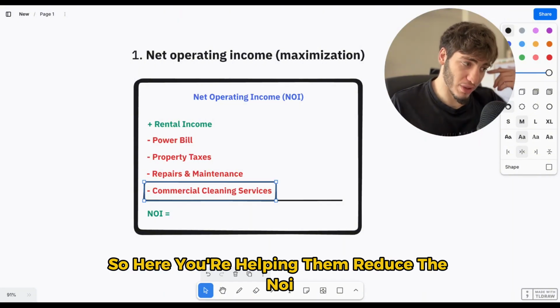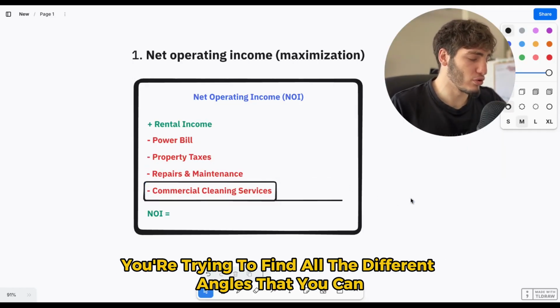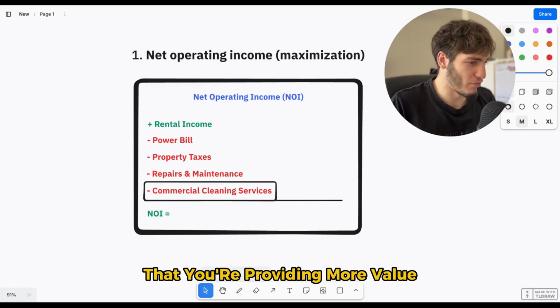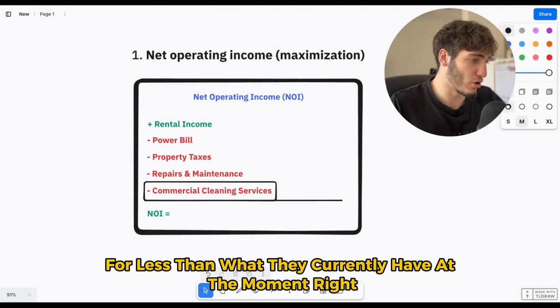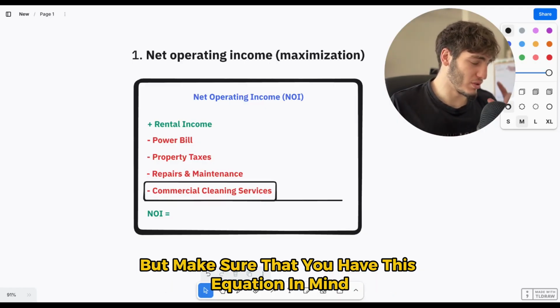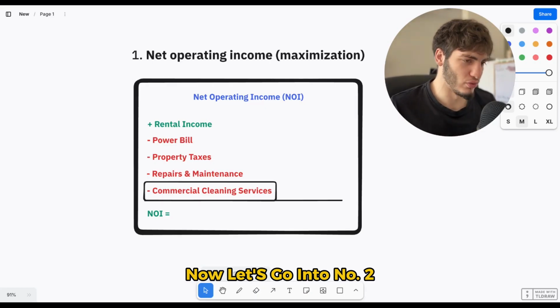So here you're helping them reduce the NOI even though you're charging them more. With that being said, you're trying to find all the different angles that you can use to put it in the perspective of the property manager that you're providing more value for less than what they currently have at the moment, right? We're going to go further to see the next two, but make sure that you have this equation in mind just because they all do tie back to this one. Wonderful. Now let's go into number two.